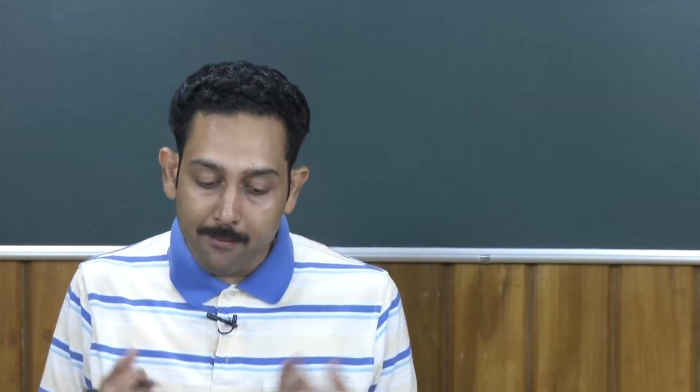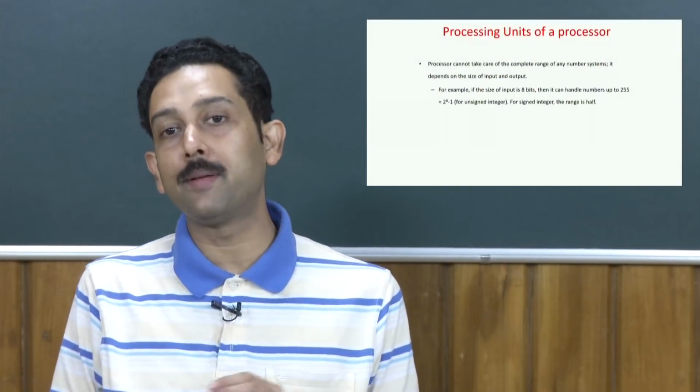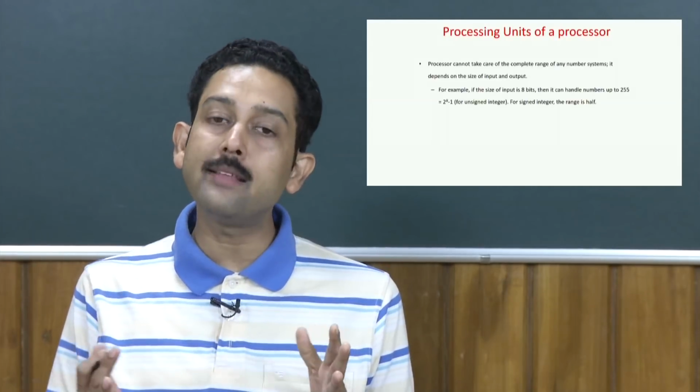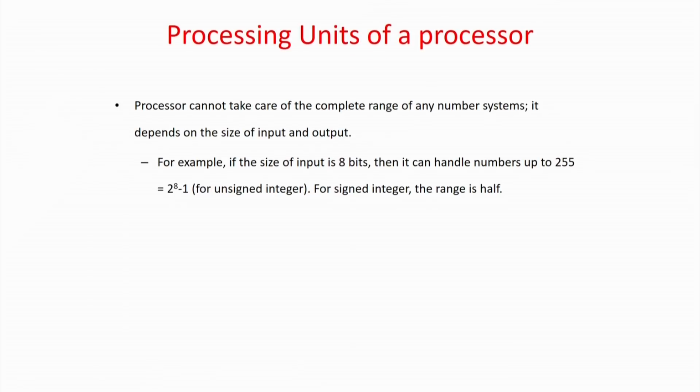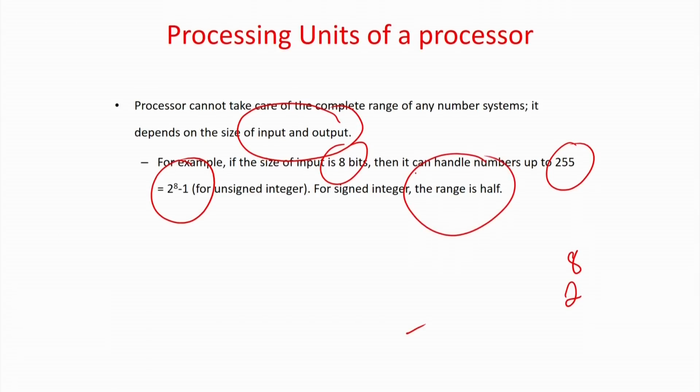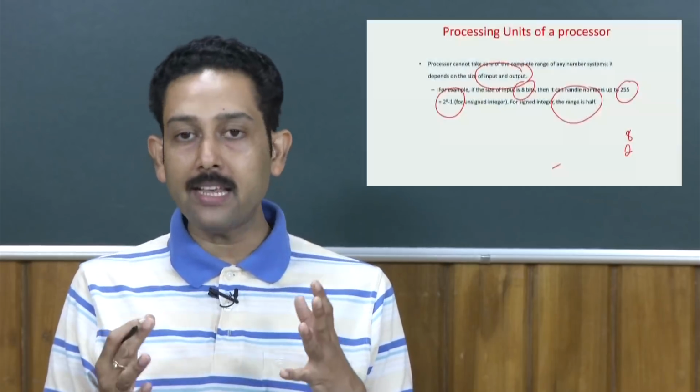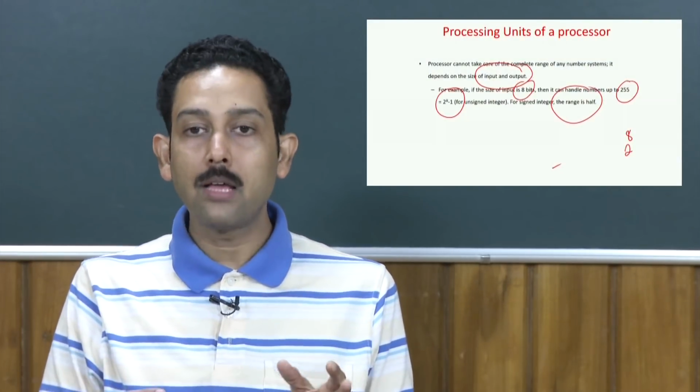Another very important thing is what number size you can represent in a processor. Of course, it is not infinite. We always hear of a 32-bit machine or a 64-bit machine. Exactly, it depends on the range of numbers. It depends on the input and output size of the processor, of the arithmetic logic unit. For example, if the input size is 8 bits, then the largest number it can handle is 255, that is 2 to the power 8 range, for unsigned numbers. If you are using signed numbers, then 1 bit is reserved for sign, so the range is half.